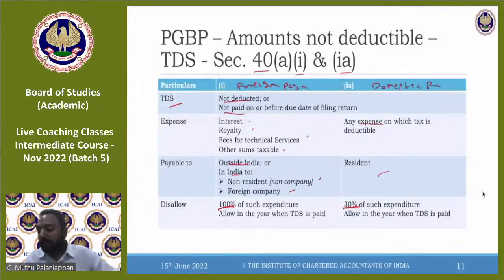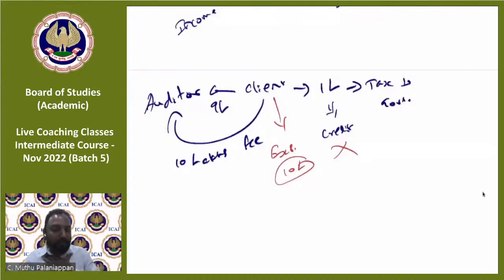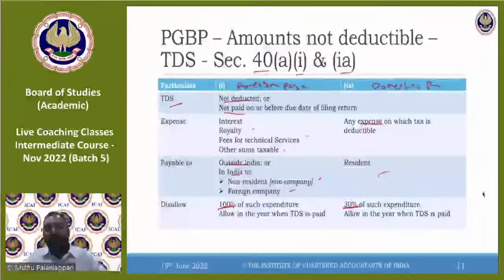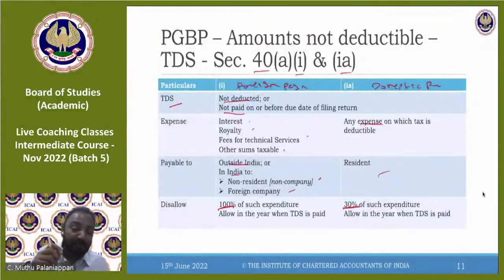So now whatever we are talking about here, 10 lakh, I am a resident, so it is a domestic payment. So 10 lakh into 30% is what? 3,33,333? Sorry, I've divided by 3. I'm sorry, it is 10 lakh into 30% is 3 lakh. So this 3 lakh is not allowed as an expenditure in that particular year. But please remember, it is subsequently allowed, in the year when TDS is paid.